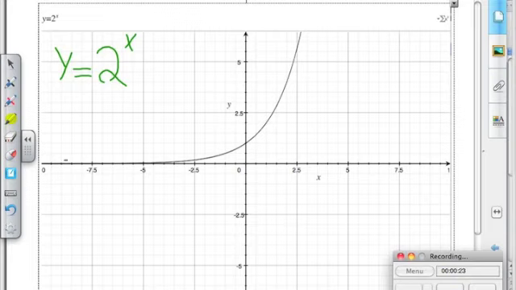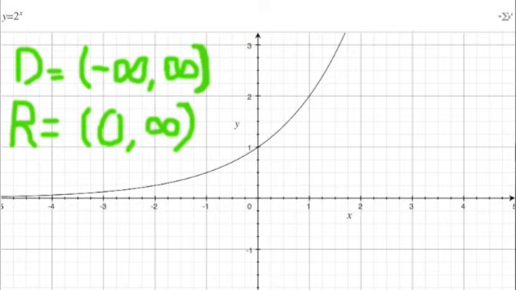Right here, close to 0, our graph never touches 0, because exponential functions always come close to 0 but never touch 0. And then it increases rapidly because it's an exponential function. The domain for our exponential function is negative infinity to positive infinity. The range is 0 to infinity.